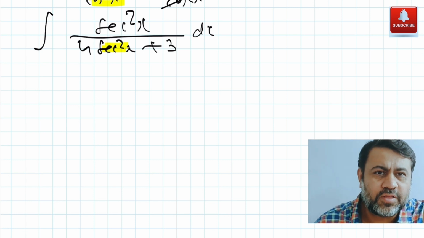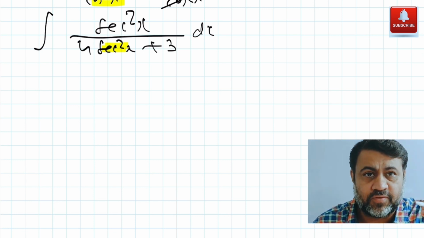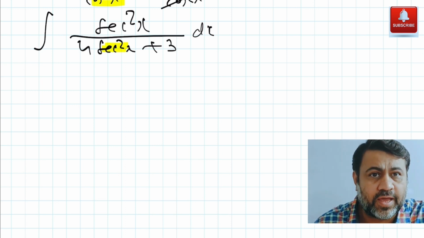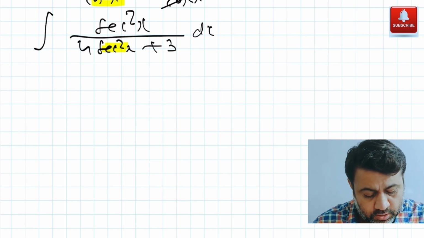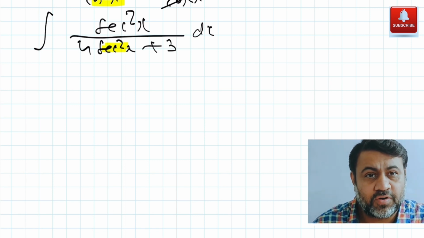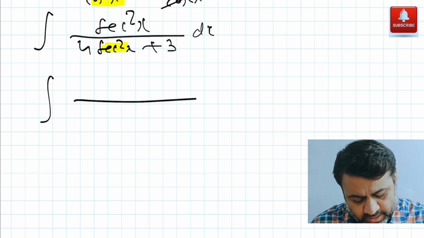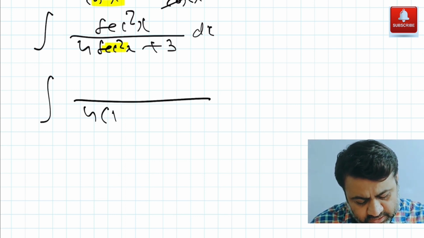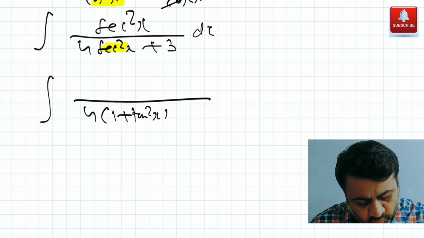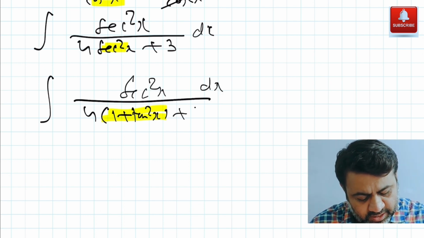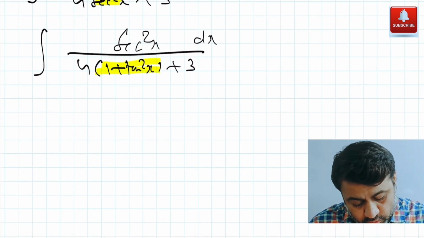Now we have the question sec square x by 4 sec square x plus 3. To solve this, it is going to be substitution. If I have tan x in the denominator, and I put tan x as t, I get sec square x dx as dt. To convert sec square x to tan square x, we use the basic trigonometric formula: sec square x is 1 plus tan square x. So in the denominator, instead of sec square x, I write 1 plus tan square x. Why do you need to understand this? Because once we take tan x as t, the numerator sec square x dx will easily get converted to dt.